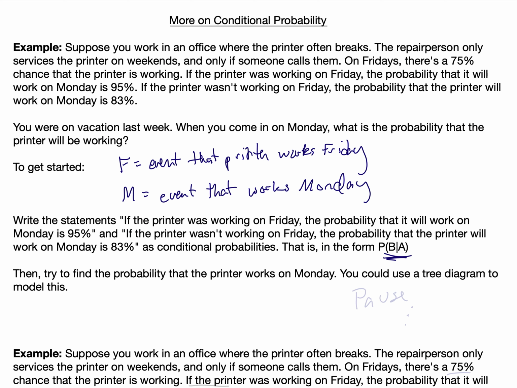After you do that, try to find the probability that we were looking for, the probability in general that the printer will work on Monday with no knowledge of last week. You might use a tree diagram to model this, although you don't necessarily need to. So I'd like you to pause and grab a piece of paper, try that out. We'll talk about it in a moment.